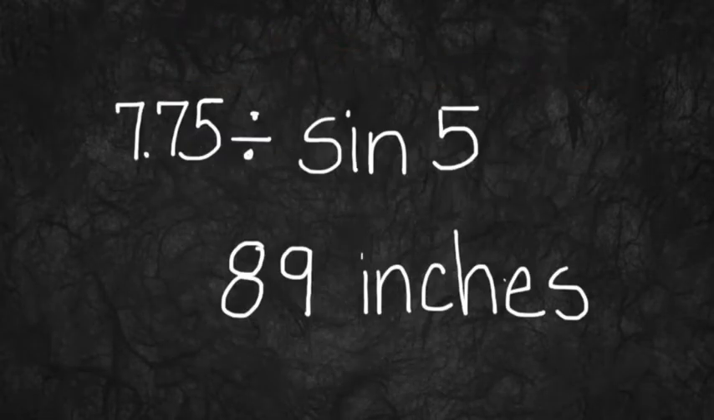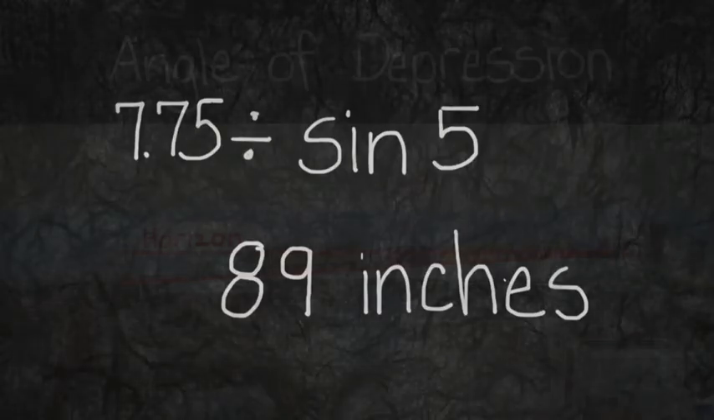When we take 7 75/100 and divide by sine of 5, we get 89 inches. The train needs 89 inches of track to make the climb. If the track is too short, the grade will be too steep and the engine may not have the power to pull the train up the hill.